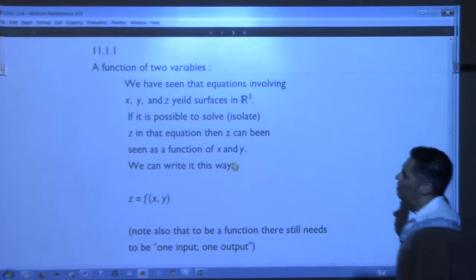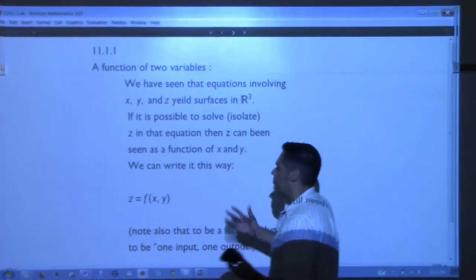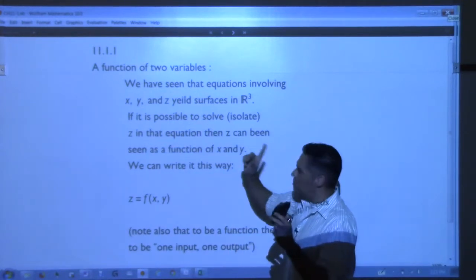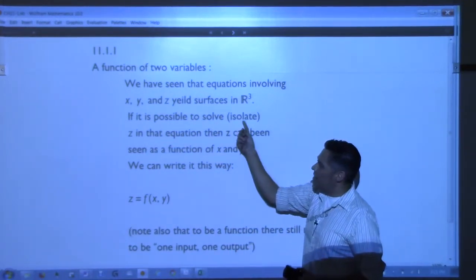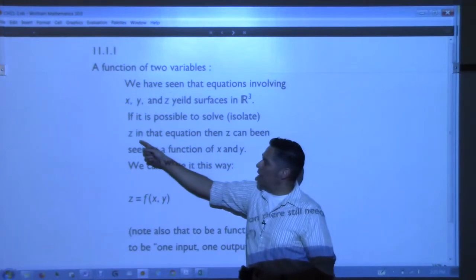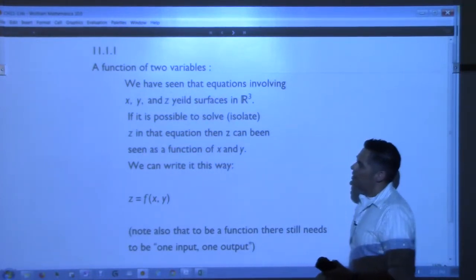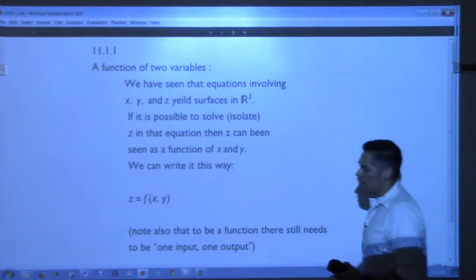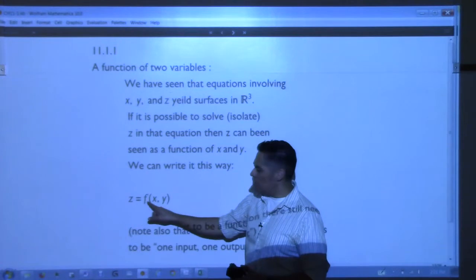The question becomes, or the statement I should say, is that if it is possible to isolate or solve for z in one of those equations, then z can be seen as a function of two variables x and y. And we can then write z as being a function of x and y.